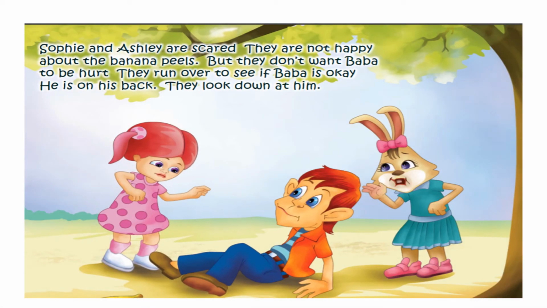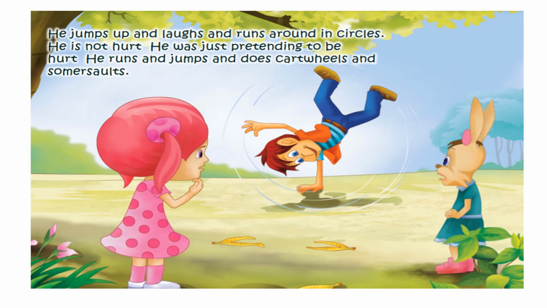Sophie and Ashley are scared. They are not happy about the banana peels, but they don't want Baba to be hurt. They run over to see if Baba is okay. He is on his back. They look down at him. He jumps up and laughs, and runs around in circles. He is not hurt. He was just pretending to be hurt.